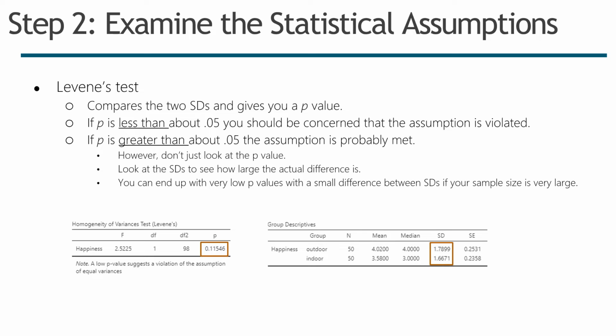But don't just look at the p-value. Look at the standard deviations to see how large the actual difference is, because sometimes you can end up with a p-value that's really low, even if you have a small difference between your standard deviations, if your sample size is really large. So be careful not to just use this as a rule, but as a rule of thumb, and look carefully at your data before proceeding to make sure that this assumption is met. In this case, our standard deviations are very similar. It's a difference of 1.79 and 1.67, and our p-value is greater than 0.05. So I'm confident that this assumption is met as I move forward.